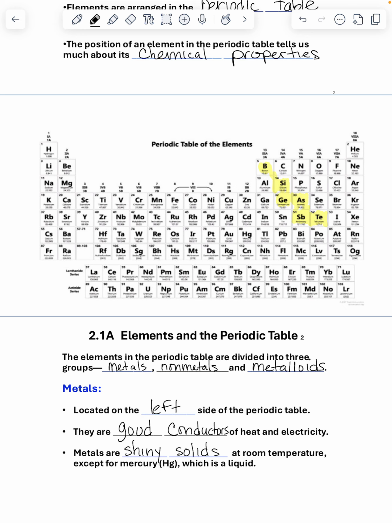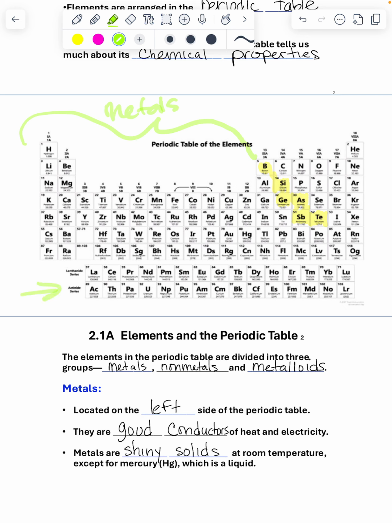And so also we want to mark these different, trying to get a different color, sorry. Here we go. So metals, as it said, are on the left-hand side of the periodic table, so everything to the left are metals. So I'll just make a big, these are all metals. So you can see the majority of the table are metals. All of this would also be, these are also metals.